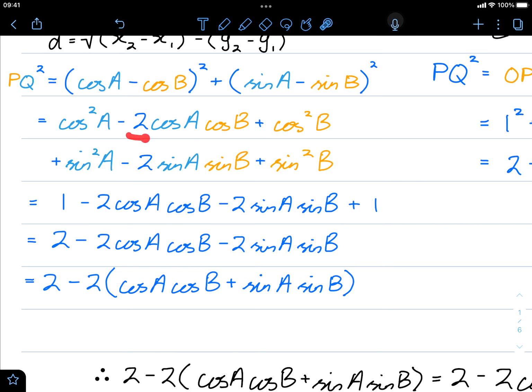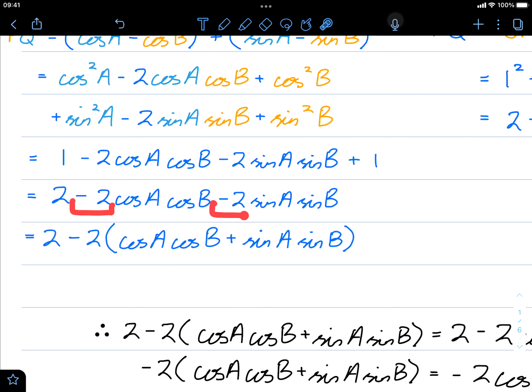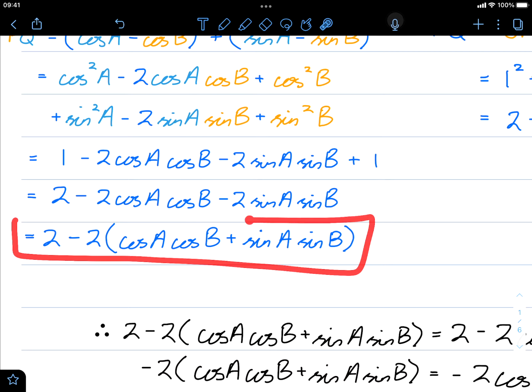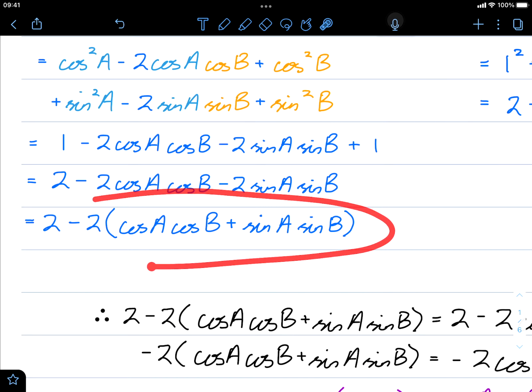So negative 2 cos A cos B, here it is. Minus 2 sin A sin B, here it is. Collecting like terms of the ones, and these remain the same. Now we're going to factor out the negative 2 from this expression, so we're left with PQ squared equaling this expression.